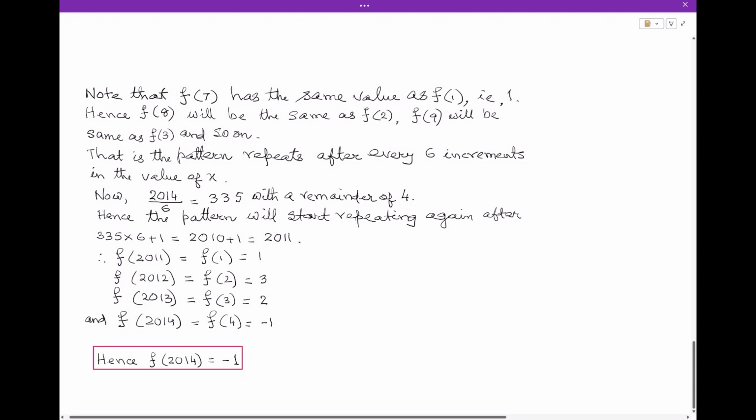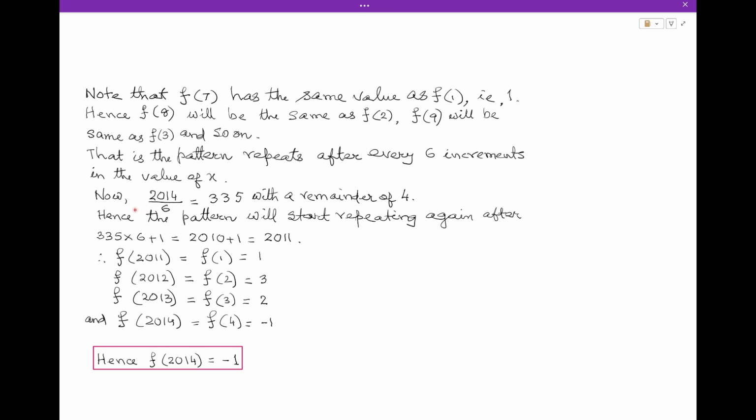Again, we have seen that f(7) has the same value as f(1), that is 1. Therefore, f(8) will be the same as f(2), f(9) will be the same as f(3), and so on and so forth. That is, the pattern repeats after every 6 increments in the value of x.